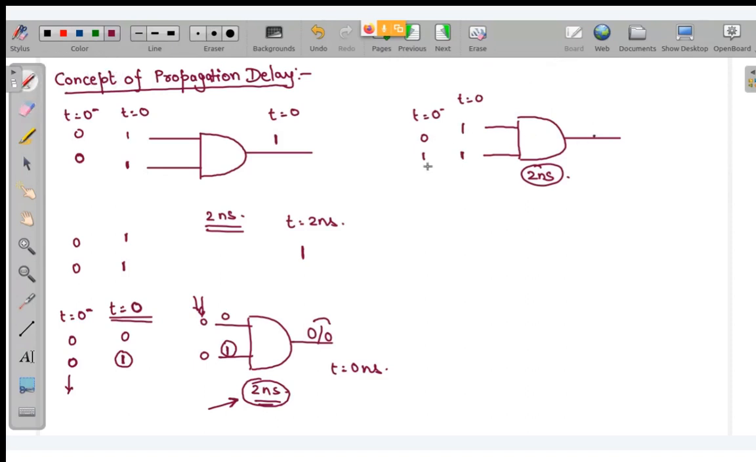Why? Because when I apply this input, there is a transition in the output state. Previously it was 0 at t equal to 0 minus. Now when I apply 1 1 at t equal to 0, after 2 nanoseconds my output will stabilize to 1. In between 0 and 2 nanoseconds, my output will still remain at 0 only. After 2 nanoseconds, my output will become 1. Is this clear? Yes, sir. Okay, fine.